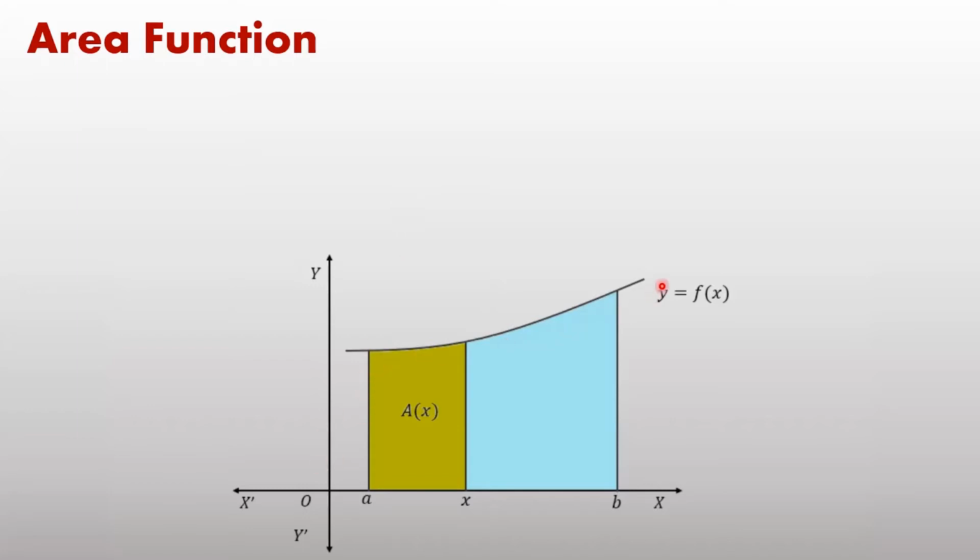y equal to f(x), a function is given here, and the curve of the function is drawn. The area under the curve from x equal to a to x equal to b, and above the x-axis, is given here by the colored area.